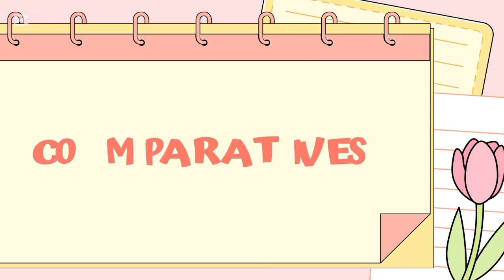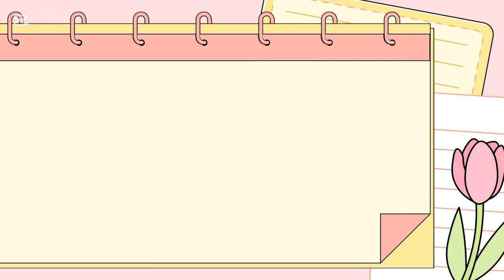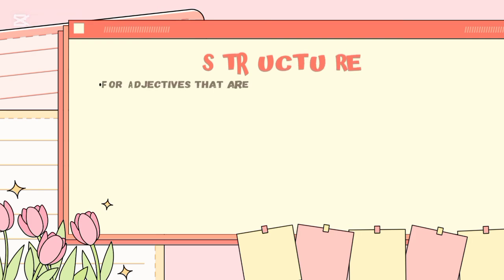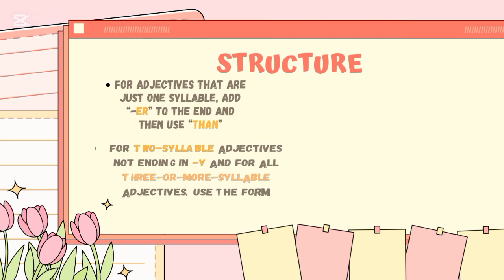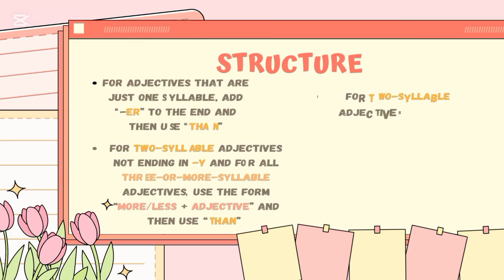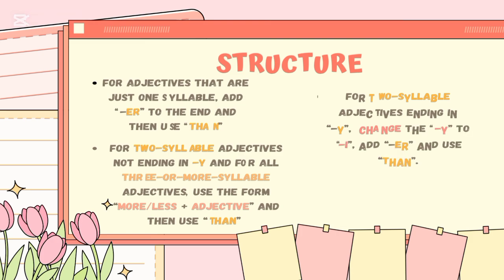Let's continue with its comparatives structure. For adjectives that are just one syllable, add er to the end and use than. For two-syllable adjectives not ending in y, and for all three or more syllable adjectives, use the form more or less plus adjective and then use than. And for two-syllable adjectives ending in y, change the y to i and add er and use than.